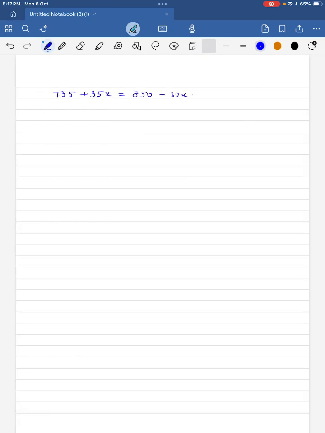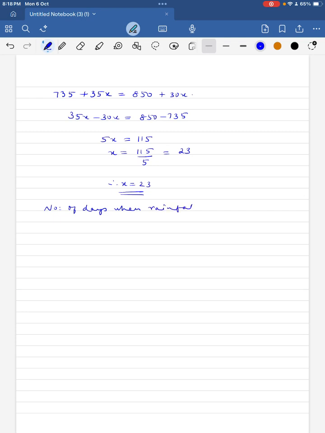850 plus 30x. Let me bring 30x to the left hand side and take 735 to the right hand side, which gives me 5x is equal to 115, or the value of x is 115 divided by 5, which is 23. Therefore, x is equal to 23. That is the number of days when rainfall ranged between 20 to 40 millimeters is 23 days.